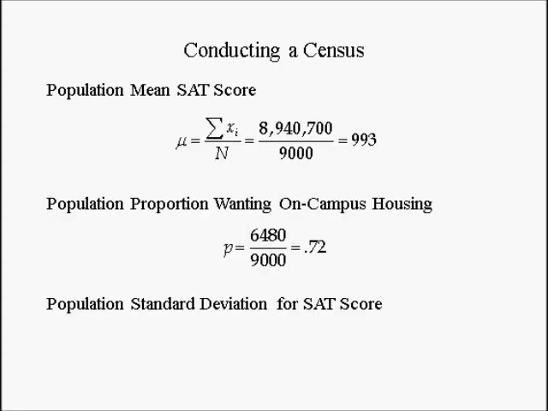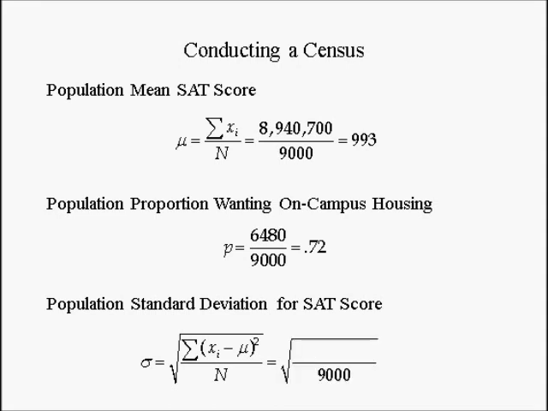The population standard deviation is equal to the positive square root of the population variance, which is the sum of squared deviations from the population mean divided by the population size. The sum of the 9,000 squared deviations from the population mean is 57,642,979. Thus, the population standard deviation is 80.